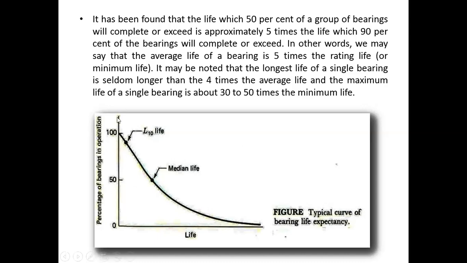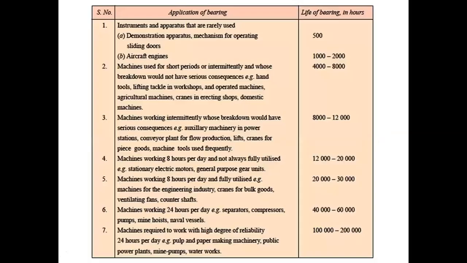So this is the graph which shows the percentage of bearings in operation against life. If 100% of the bearings are in operation, then the life of the bearing is low. When you decrease the percentage of bearings in operation, the life is going to increase. Now, different kinds of bearings are used in different applications.